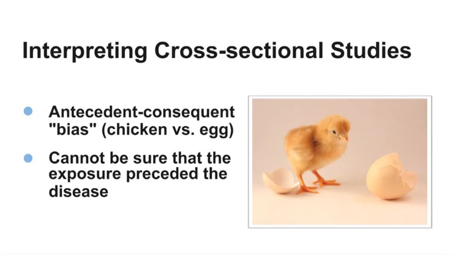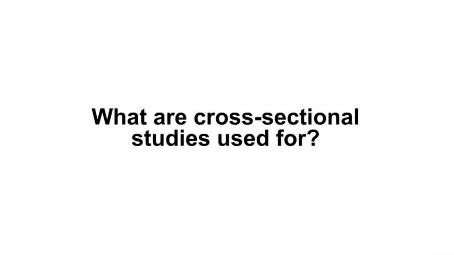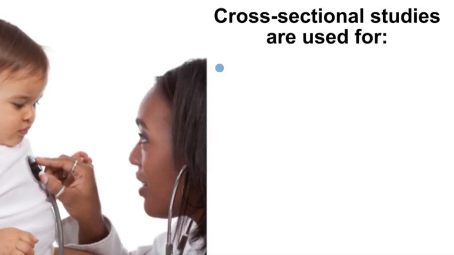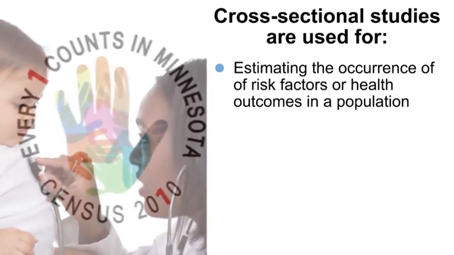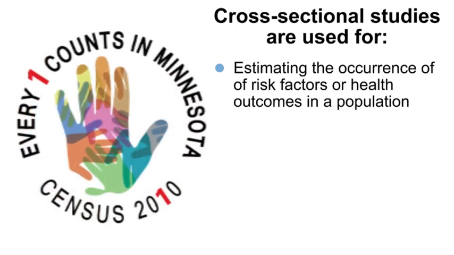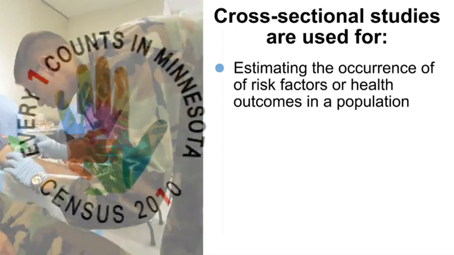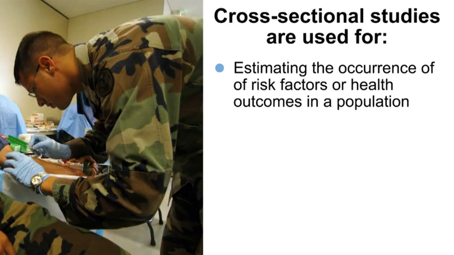So what are cross-sectional studies used for? Cross-sectional studies can be used for different purposes. They are widely used to estimate the occurrence of risk factors or health outcomes in the population. For example, a study to look at the prevalence of elevated blood lead in toddlers or the prevalence of asthma in children. National examples of cross-sectional studies of great importance are the decennial census, the National Health and Nutrition Survey, or NHANES, or the prevalence of HIV-positive antibodies in military recruits.